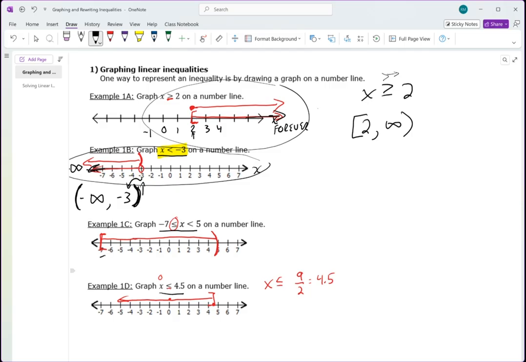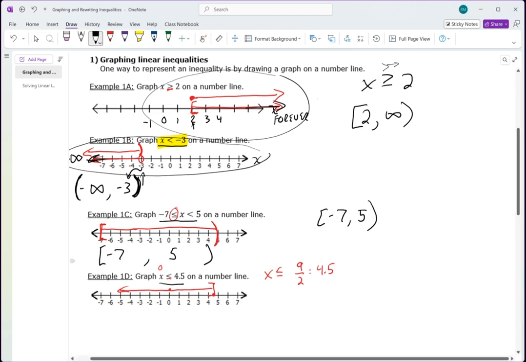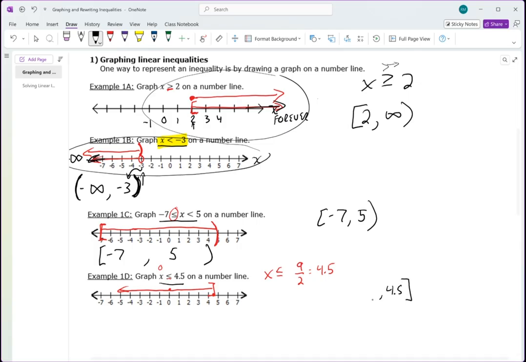Similarly here, I could rewrite this one right underneath it. My left-handmost number is 7 and my right-handmost number is 5. Now I probably want to bring those a little bit closer together. Same thing here. If I looked at it, the furthest number to the right is 4.5, and then it goes off to negative infinity to the left. And so that's going to be my left number.